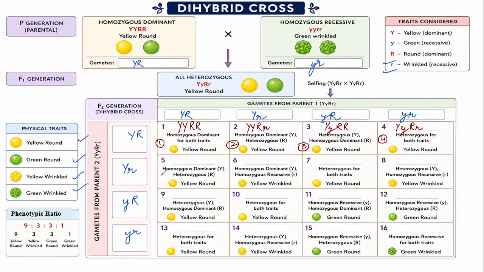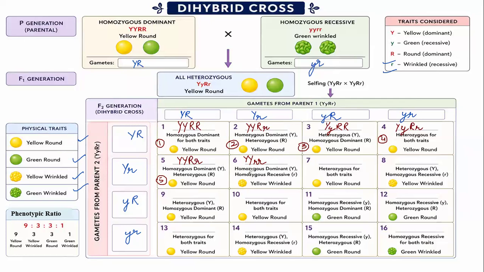One more yellow and round is here. That is homozygous dominant Y. So we will write here capital Y, and heterozygous R. So it will be this. Then again, it is yellow and round. Then homozygous dominant for this again, capital Y, homozygous recessive, small r, small r. So, but this is yellow and wrinkled.